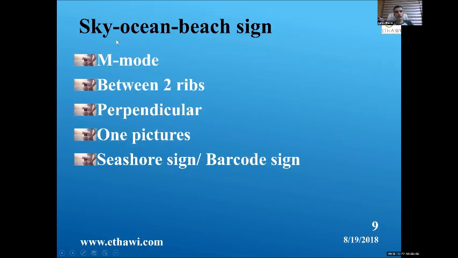So how do we see the sky, ocean, beach sign? When you suspect pneumothorax, you put your line of M-mode, and try to put it between the two ribs, with your transducer perpendicular to the ribs, and take one picture and see the barcode sign. So try to see the seashore sign, or sky, ocean, beach sign, and barcode sign.